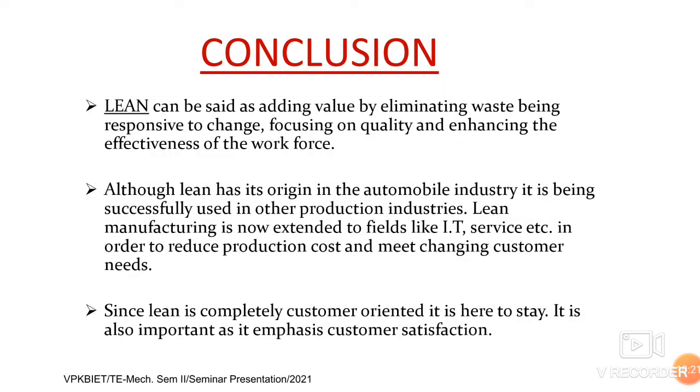The last one is the conclusion. Lean can be said to be adding value by eliminating waste, being responsive to change, focusing on quality, and enhancing the effectiveness of the workforce. Although lean has its origin in the automobile industry, it is being successfully used in other production industries. Lean manufacturing is now extended to fields like information technology and customer services, and mainly in health services also it is used. Since lean is completely customer oriented, it is here to stay. It is also important as it emphasizes customer satisfaction. So, a lean manufacturing system can be defined as a system that creates value for the customer by eliminating waste consistently.